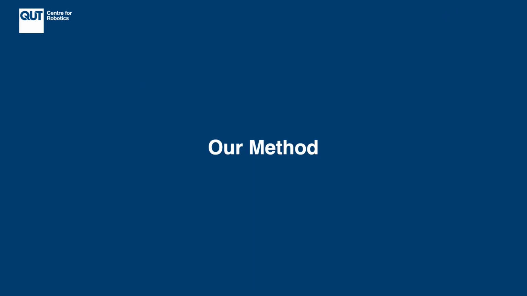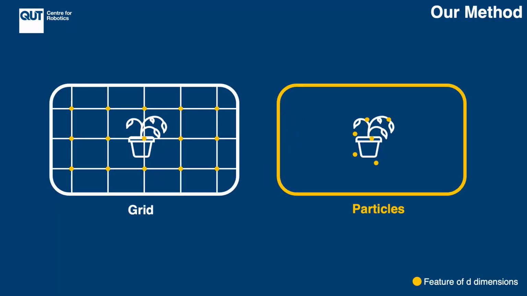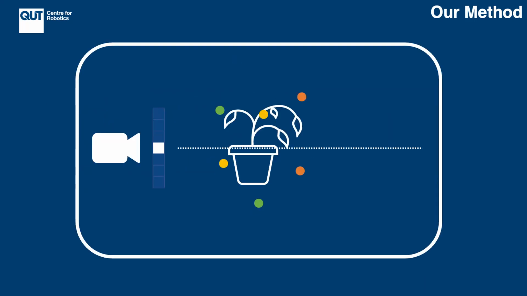ParticleNeRF's main insight is that when movement occurs in the scene, it is easier for the learned features to move rather than to relearn. To facilitate this, instead of associating features with a locked, regular grid, we instead associate them with particles in space. The positions of the particles are optimized together with the associated features.